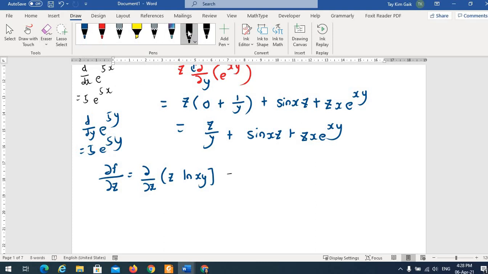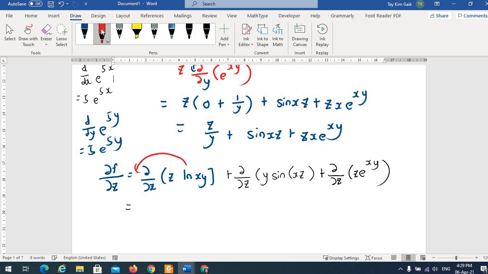And then plus del z of y sin xz, plus del z of z exponent xy. Okay, when you del z, xy is constant, that's why the whole term ln xy is constant. So you can factor out ln xy. So you have ln xy, and then del z of z. So when del z, y is constant, you factor out.